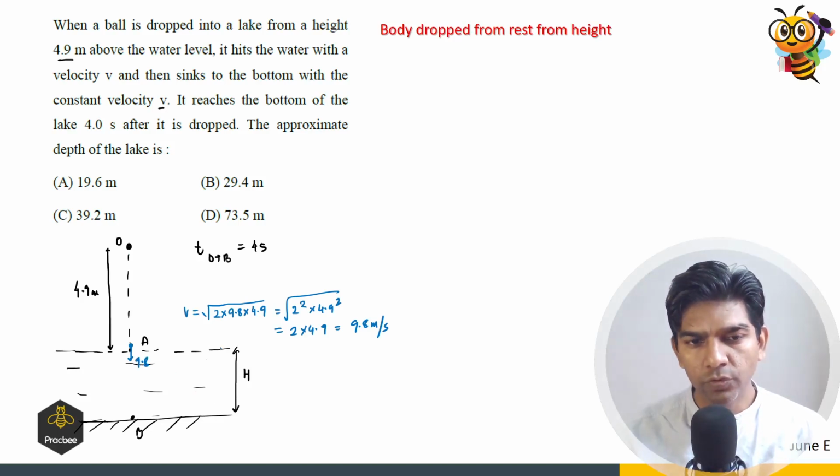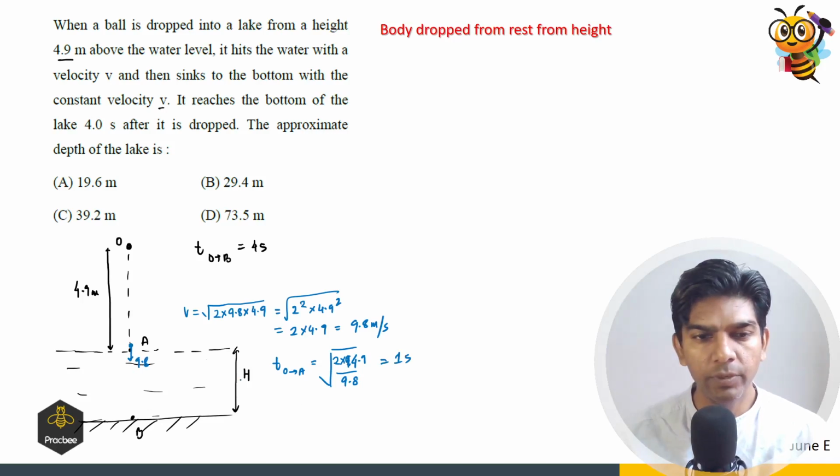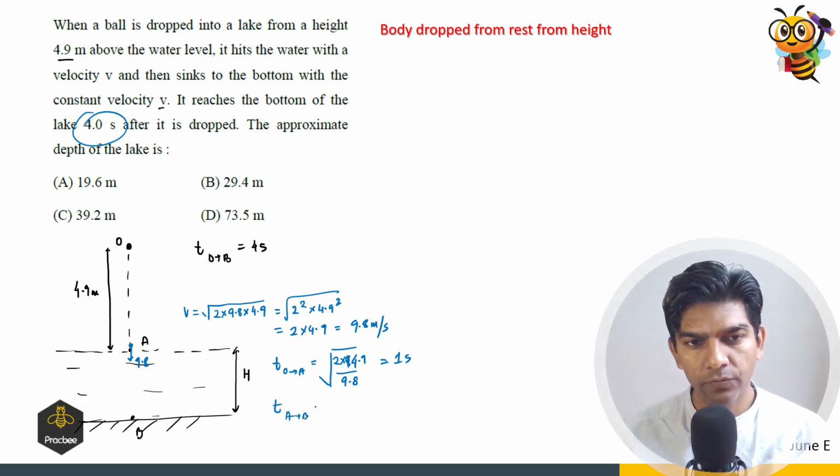Let us find the time from O to A. So time from O to A will be root of 2h by g, 2 times 4.9 by 9.8 g. So this comes out to be 1 second. So it means the time taken by the ball from A to B will be how much? Total time is 4 seconds, right? So time from A to B will be 4 minus 1, which will be 3 seconds.